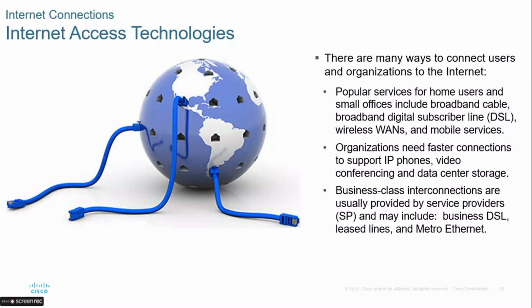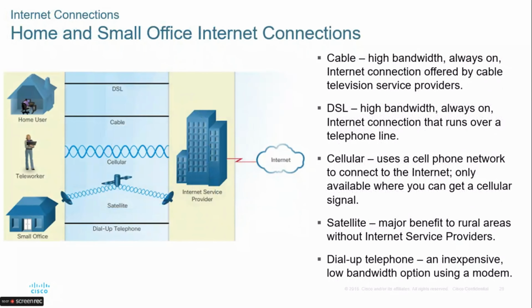So here in this section, home, you can be connected by a digital subscriber line for home, but also a business can be connected through a digital subscriber line, but for the business package, not a home package. Also, it can be connected through leased lines or Metro Ethernet. Home and small office, that's SOHO.